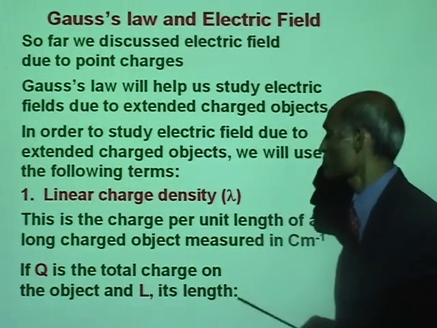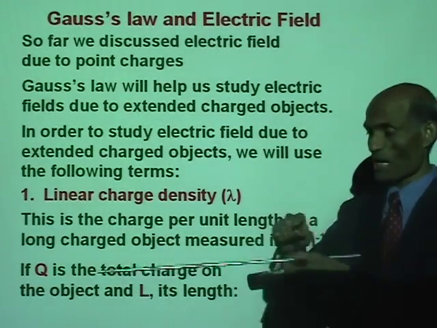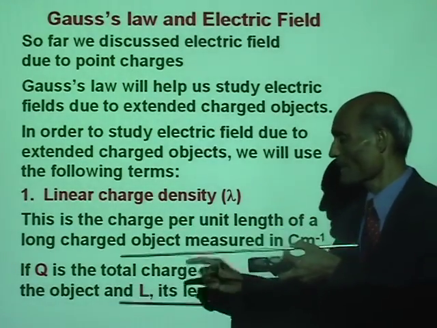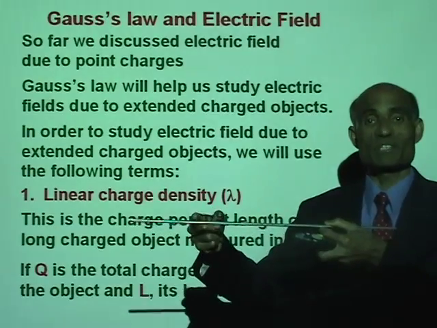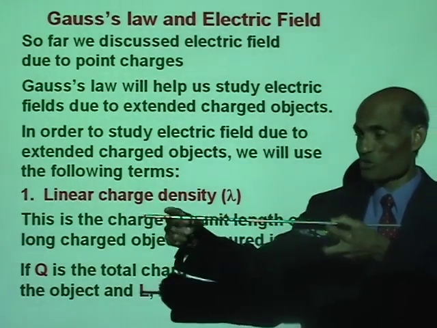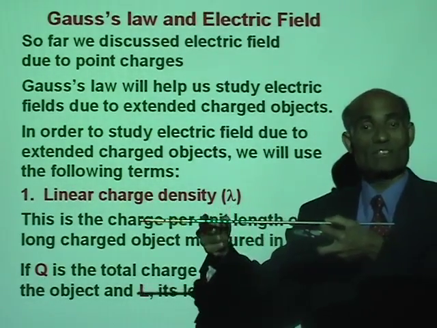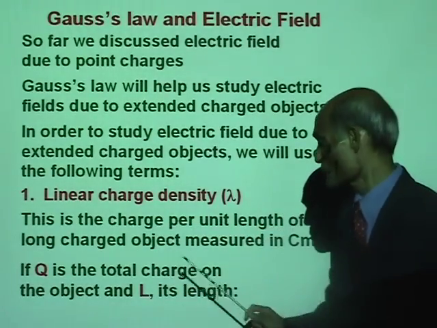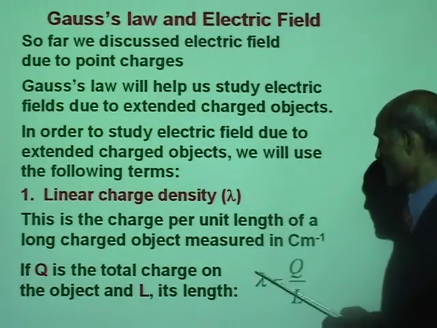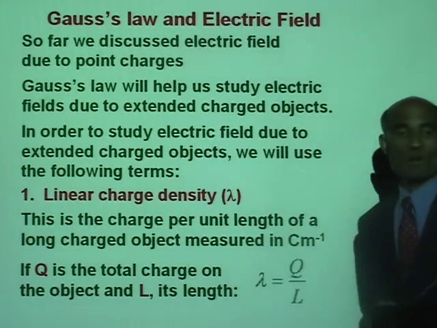If Q is the total amount of charge on an object like this of length L, what is the linear charge density? Total charge is Q, total length is L, therefore charge per unit length is Q over L. Lambda equal to Q over L.